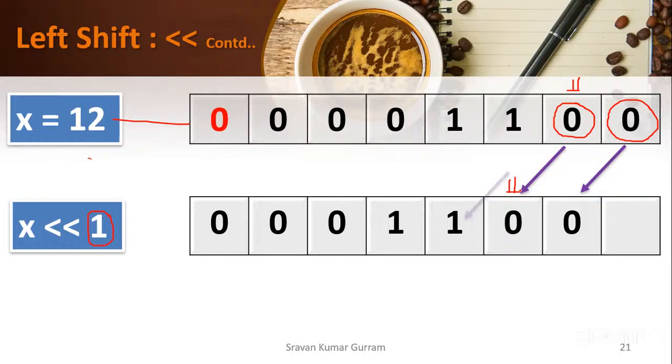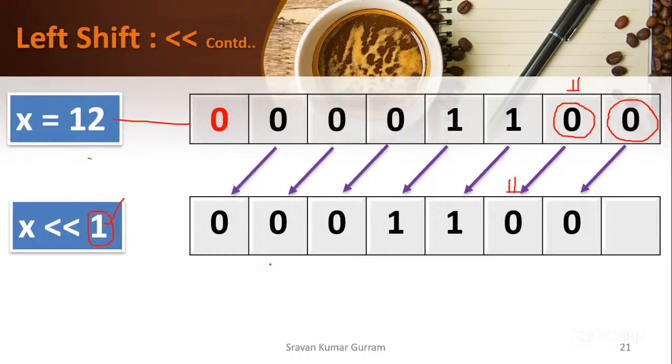Right? Next, this 1 is also moved to the left hand side by 1. Like that, all the values should be moved to the left hand side by 1, because we are writing 1 here. If you write 2, all the bits must be moved to the left hand side by 2 places. Like, you can take any number. Now see, all the values should be moved to the left hand side by 1.